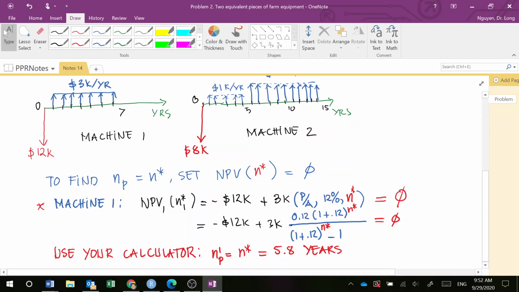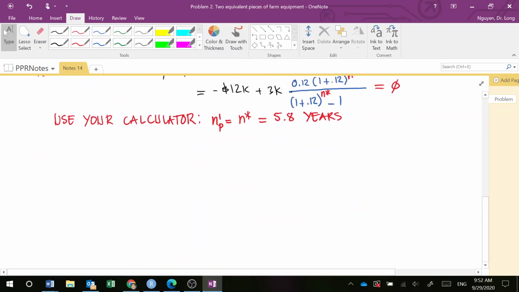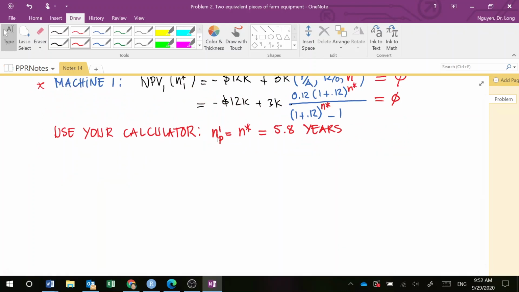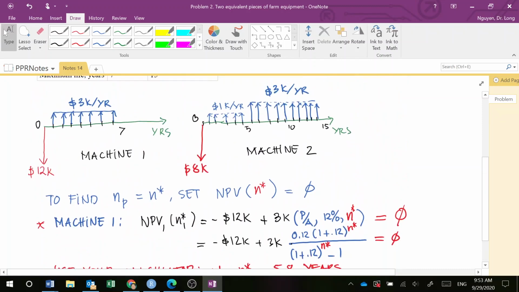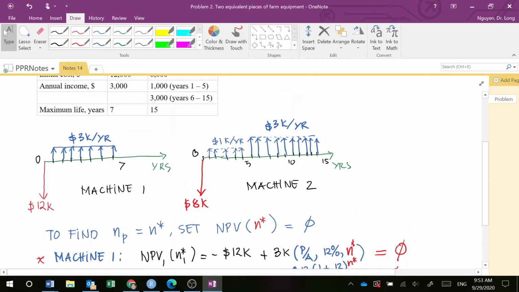And then similarly, we want to find out the payback period for machine number two. Now quickly we can set the NPV2, the net present value for machine 2, with N star 2 equal to, for our cash flow, negative 8,000, 1,000 and 3,000. And yes, a little bit tricky here, so we have to observe.